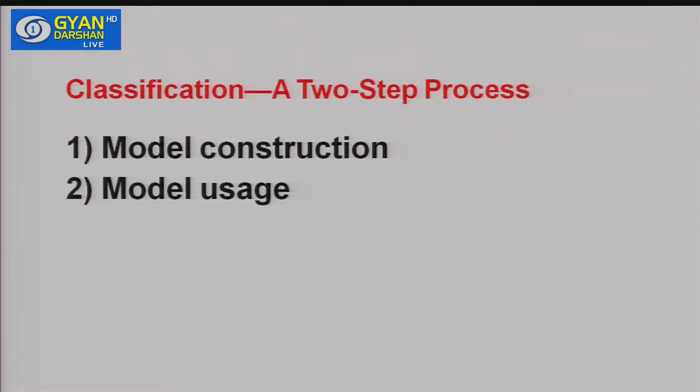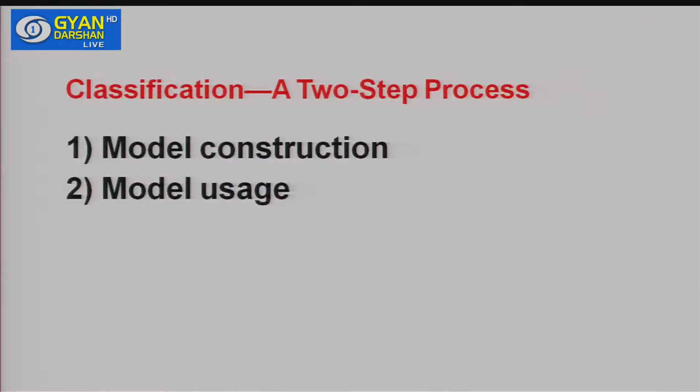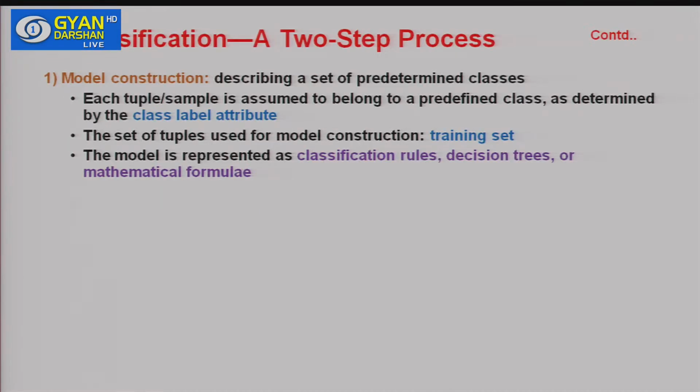Now, after understanding the basics of supervised learning, unsupervised learning, and typical applications, let's understand how classification works. Basically, classification happens in two steps. The first step is model construction, and the second is how we are going to use the model. So model usage is another step here. Let's look at step one. In step one, we are going to construct the model. So we have a set of what we call a training data set.